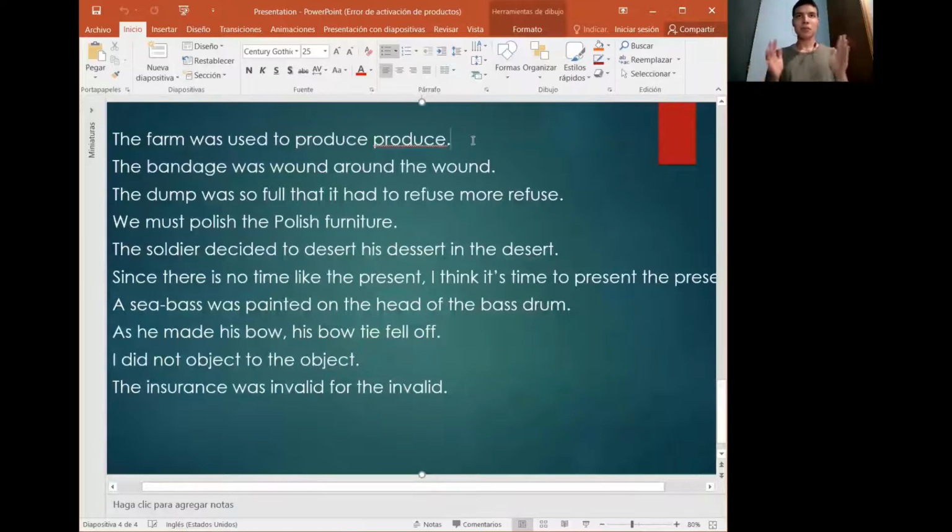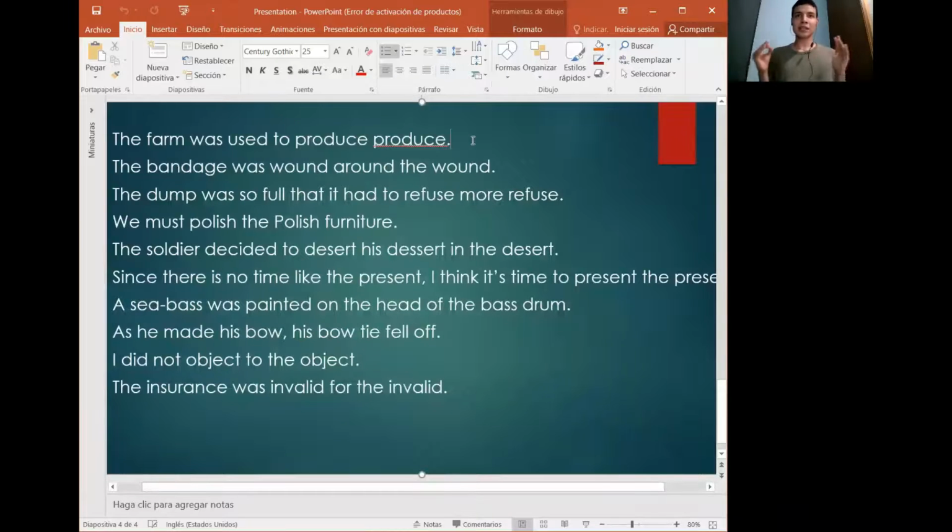The farm was used to produce. The bandage was wound around the wound. The dump was so full that it had to refuse more refuse. We must polish the polished furniture. The soldier decided to desert his desert in the desert.